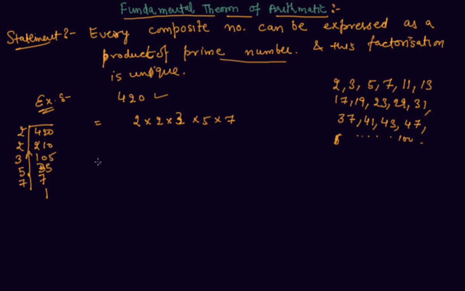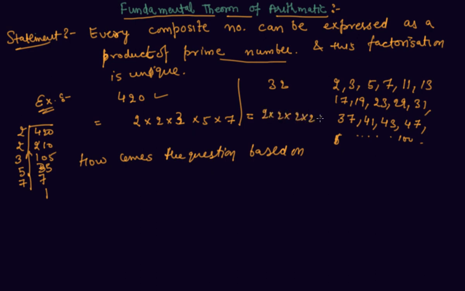So how does a question come based on this? A question can be like this: you are given a number, 420, and another number, 32, and you write the product of primes of 32 as 2 into 2 into 2 into 2 into 2, and you have to find the HCF of 420 and 32.